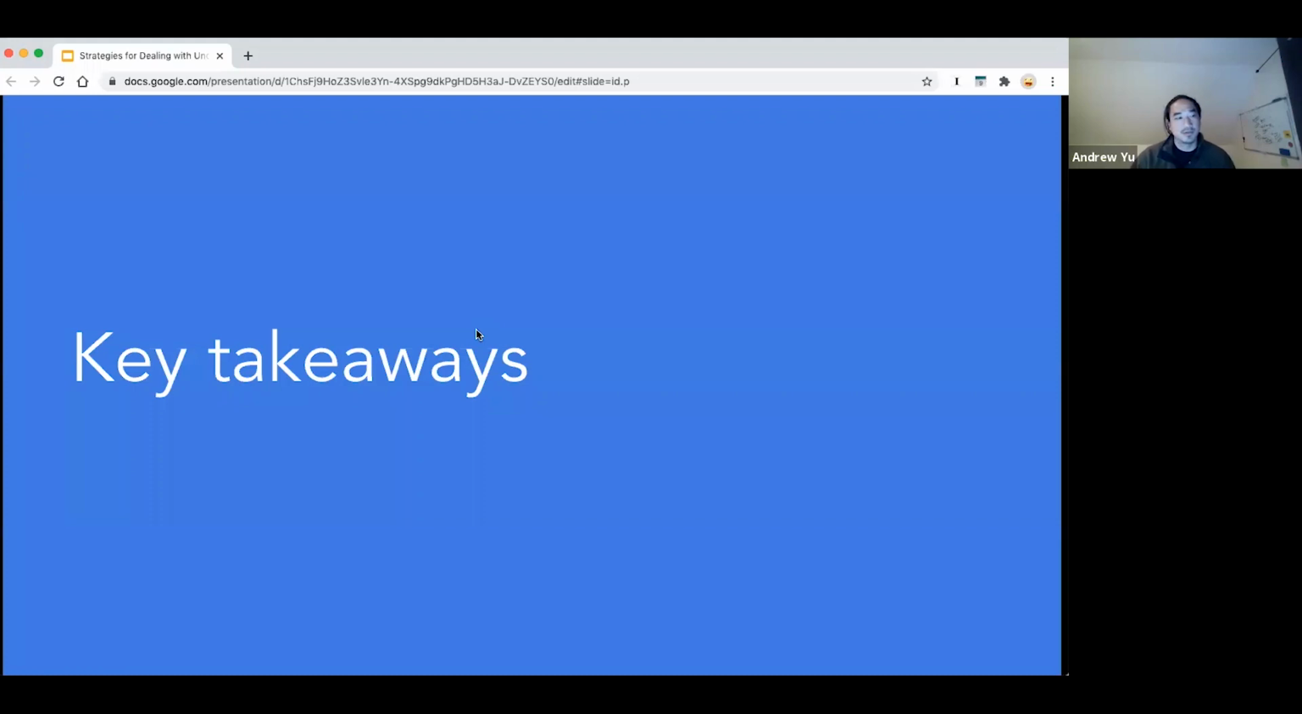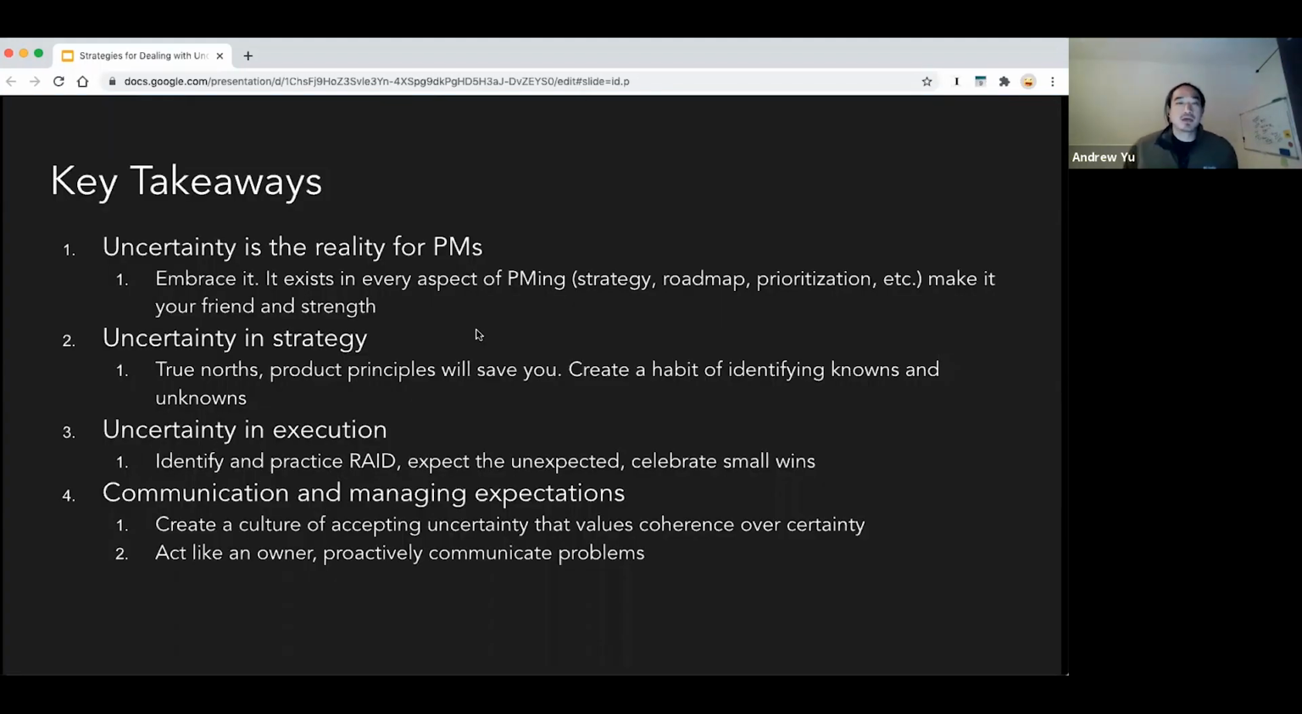Okay, so final key takeaways. Number one, uncertainty is a reality for PMs. Embrace it. Make it your strength even, because it will be part of your entire career, honestly. I think it actually gets even more intense when you're a director and you start getting to the levels where you actually innovate and really push technology forward. There's true uncertainty there. There's things that no one has ever done before. So definitely make it your friend and strength.